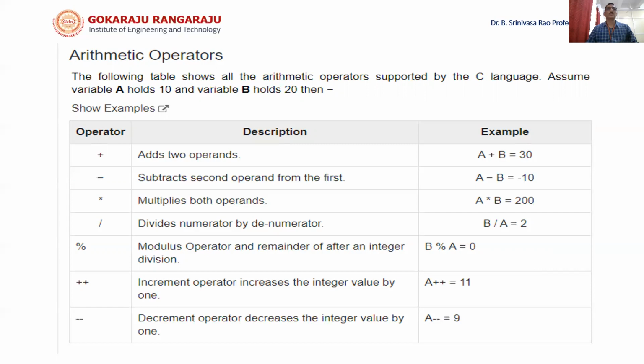If you look into the first row, we have plus as an operator. Now we are using it as an arithmetic operator. In this case, it adds two operands, and in the example we can see C assigned A plus B. Suppose A is equal to 10 and B is equal to 20, 10 plus 20 is equal to 30. So 30 will be assigned to A plus B. Similarly, we can interpret the same meaning for the rest of the operators that we have shown here: minus, star, integer division, modulo operator, increment operator, and decrement operator.